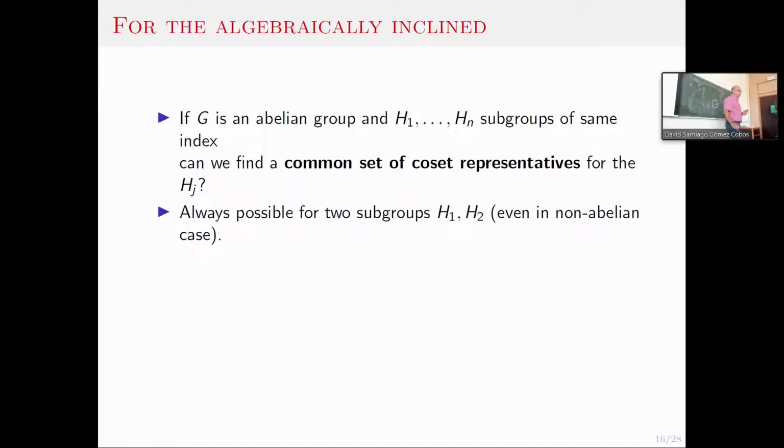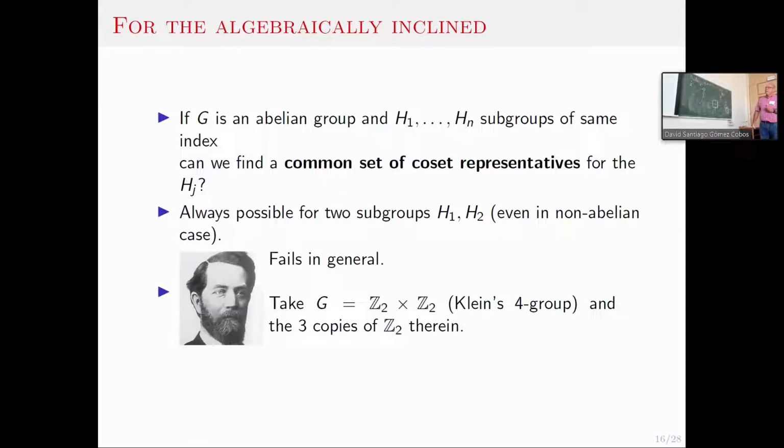This is a standard textbook exercise, actually. But it fails in general. For instance, there's this very simple group called the Klein 4 group, which has three copies of Z2 in it. So you can imagine this group: there's one copy of Z2, another copy of Z2, and another copy of Z2. They cannot all have the same fundamental domain. It's very easy to check by inspection. So it's not always possible for three subgroups. But we still lack any real condition on when this happens or not.